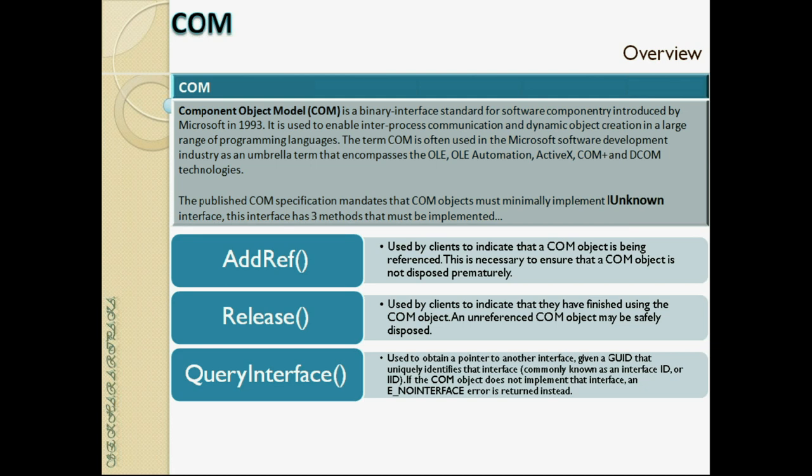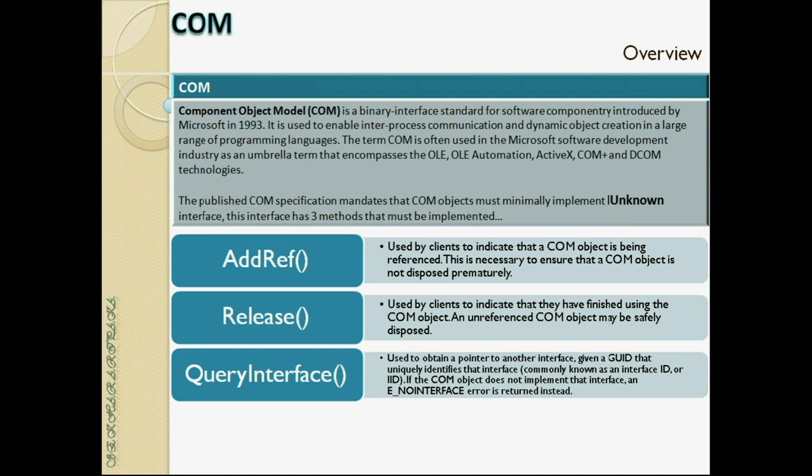So when you create an instance of the respective class, what should happen is you should know what the type of this object is and what it contains. So this query interface is going to do exactly that. And this interface is going to be used to obtain the pointer to another interface, given a GUID that uniquely identifies that interface. So in COM, everything is driven using GUIDs.